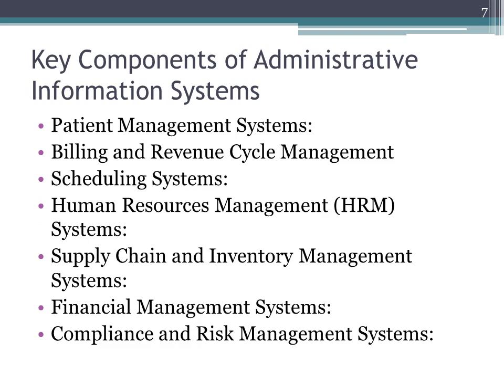Key components of Administrative Information System: Patient Management System, Billing and Revenue Cycle Management, Scheduling Systems, Human Resource Management Systems, Supply Chain and Inventory Management Systems, Financial Management Systems, Compliance and Risk Management Systems.